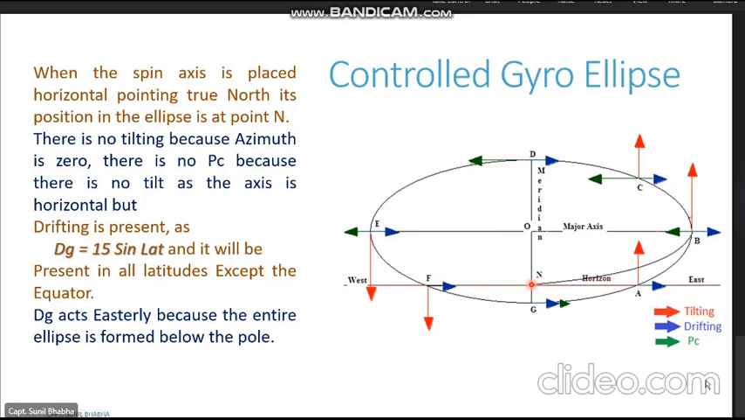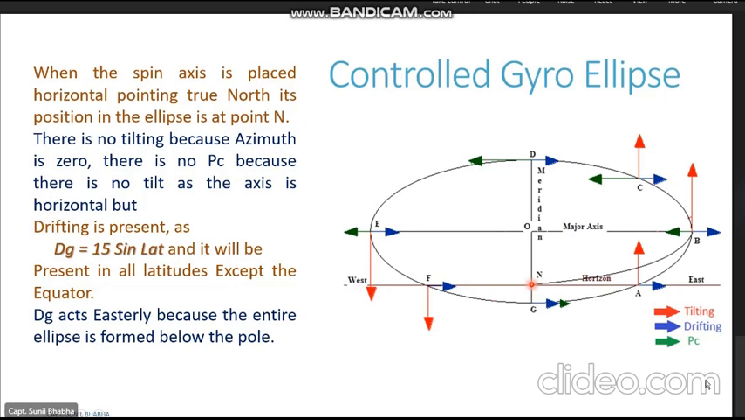So when the spin axis is placed horizontal pointing true north, its position in the ellipse is at this particular point represented by N. Now let us try to analyze the forces acting on the spin axis right now at point N. At point N, tilting will be 0 because tilting is proportional to azimuth. The azimuth right now is 0, spin axis is pointing in the meridian. So azimuth 0, tilting will be 0, there is no red vector.